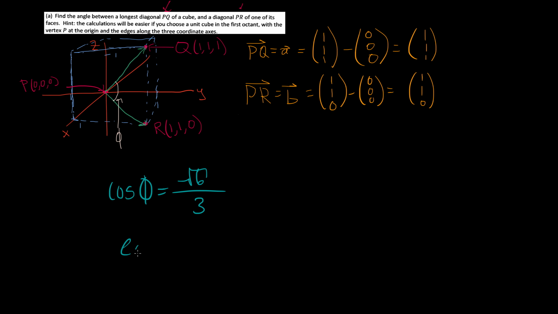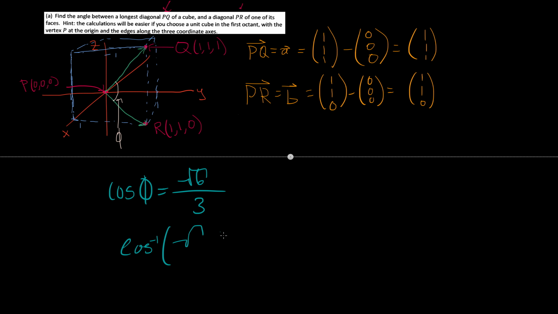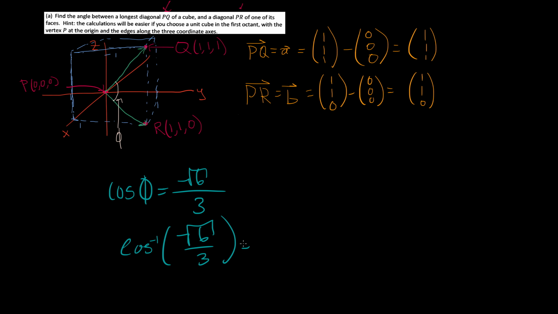And then we could take the inverse cosine of root 6 over 3. And there we go. We've solved for phi right there, using dot product.